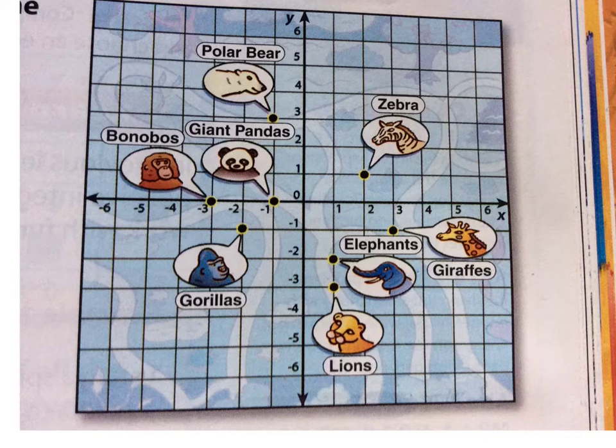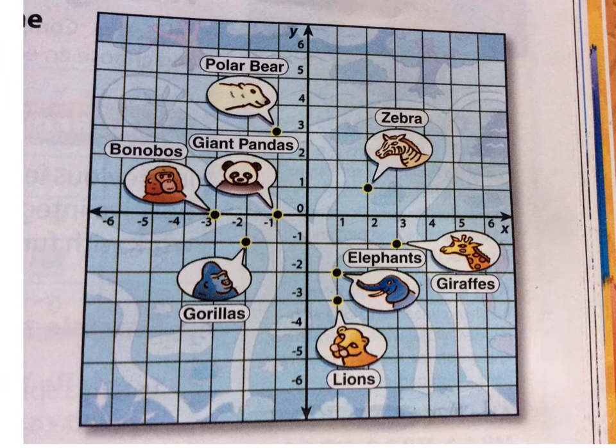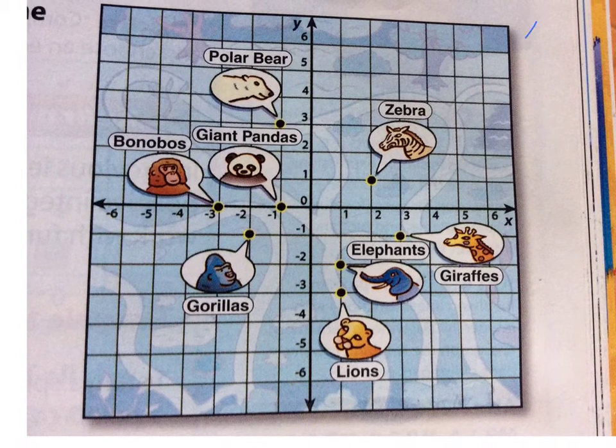Alright, so using this map, we're going to copy the location and write the name of the animals that you can see at each location. So number 4 was asking you to find out what animal is at -1, 0. So remember, -1 goes what direction? Left. And then it stays on the x-axis, and what is there? Pandas. Yes. So for number 4, you would write giant pandas.